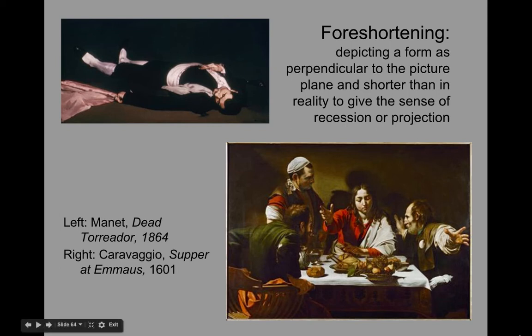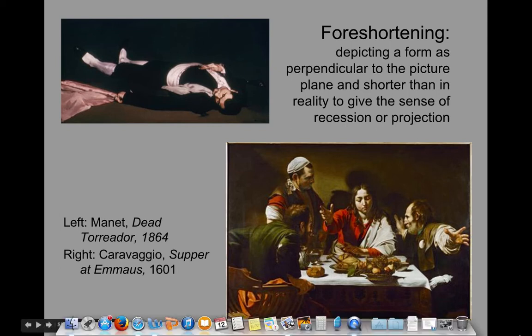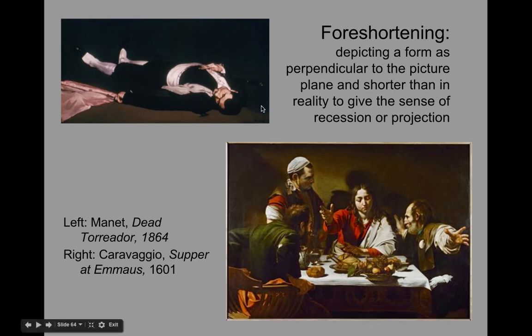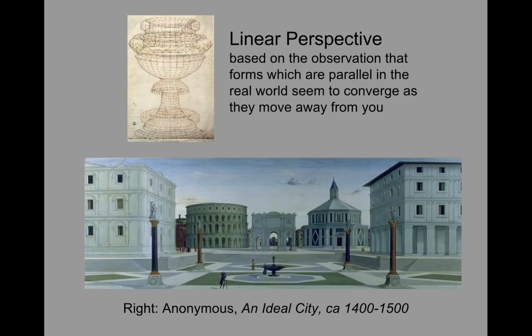On the upper left, with Manet's Dead Toreador, he doesn't put the body quite perpendicular to the picture plane, but it's also not fully parallel. And so we see, kind of looking down the top of the Toreador's head down toward his feet. And that too is a great example of foreshortening.